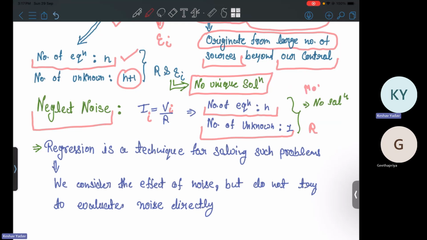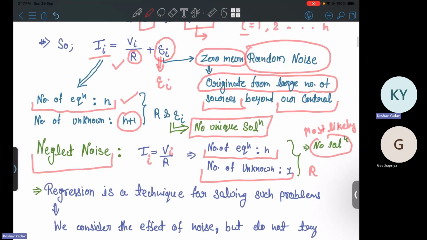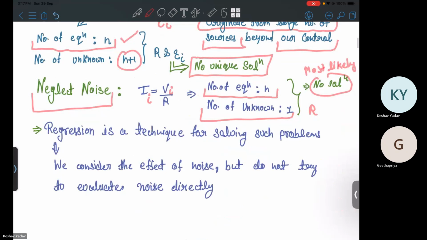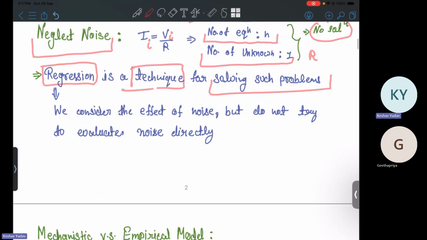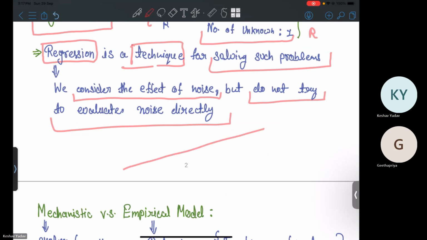So most likely, what will be the case? We will have no solution. This kind of problem can arise when we have a mechanistic model. Regression is the technique that is used to solve this kind of problem. Here we consider the effect of noise, but we do not try to evaluate the noise directly. We try to find a regression fit where we consider the effect of noise, but we do not calculate the noise directly.